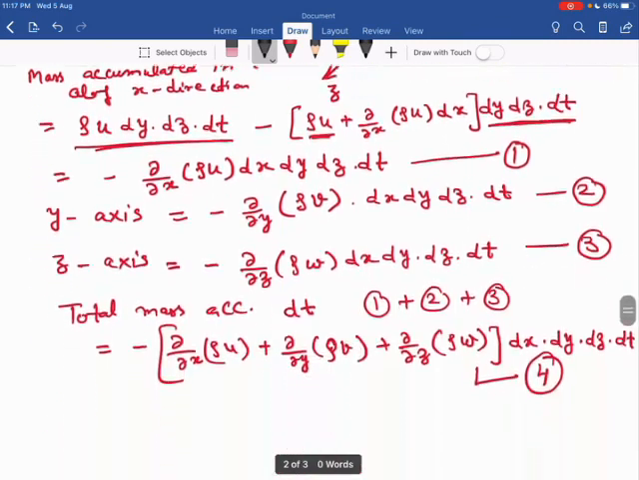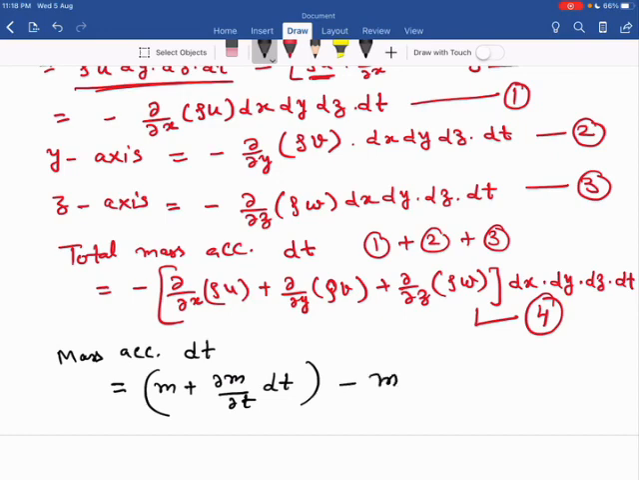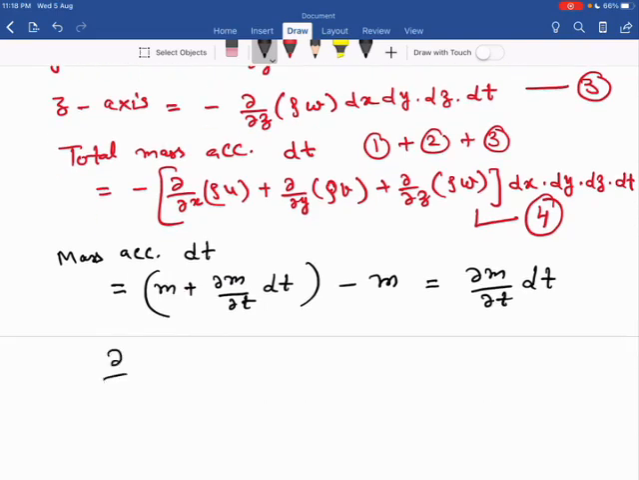So now I write again the mass accumulated in time dt. That is equal to m plus curly m by curly t into dt, minus the mass entry m. So it is curly m upon curly t into dt. Now m you can write as mass, which is the density into the volume of fluid.